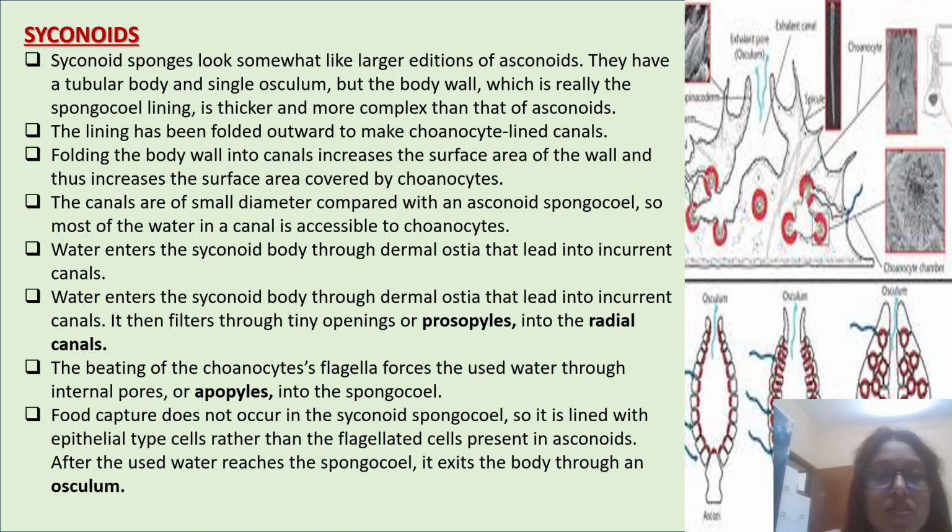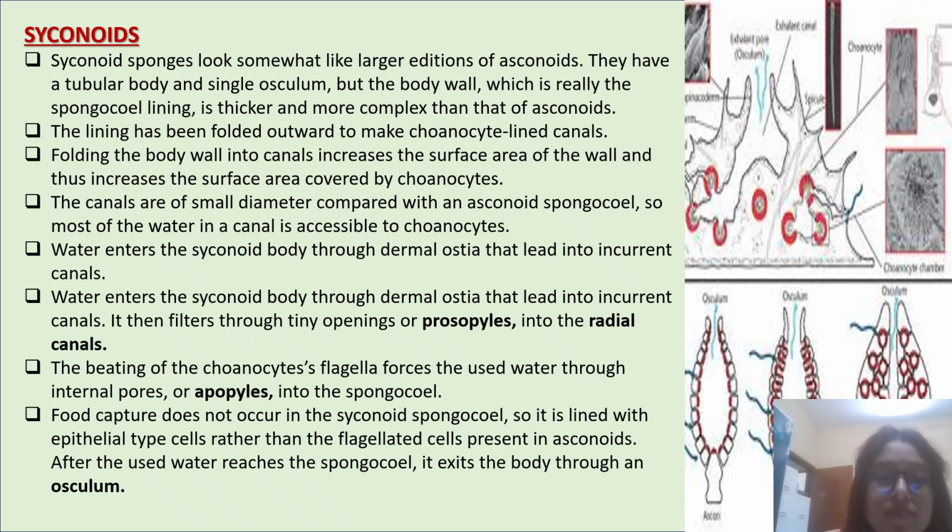Next is the cyconoid type of canal system. Cyconoid sponges look somewhat like larger editions of asconoids. They have a tubular body and a single osculum, but the body wall, which is really the spongocele lining, is thicker and more complex than that of asconoids. The lining has been folded outward to make choanocyte-lined canals.